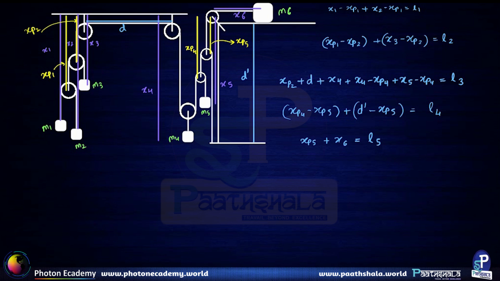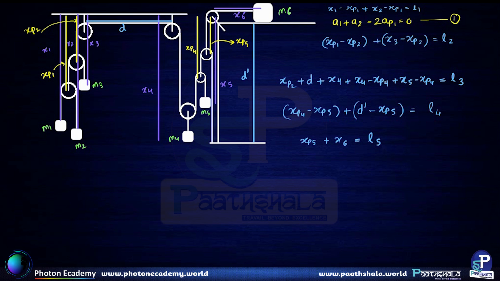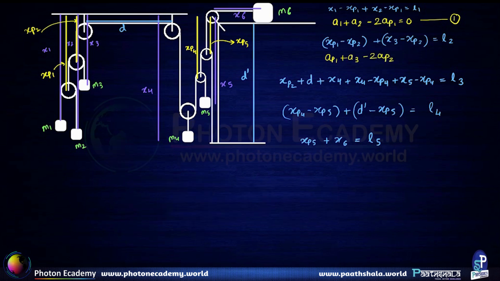So on double differentiating the first equation, we get a1 plus a2 minus 2 times ap1 equal to 0. This is equation 1. Let's say on double differentiating this, we get ap1 plus a3 minus 2 times ap2 equal to 0. So this is equation 2.